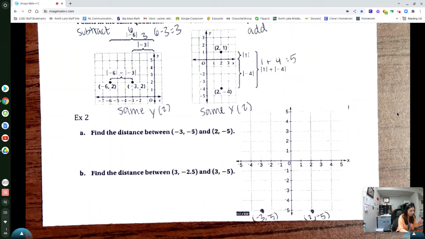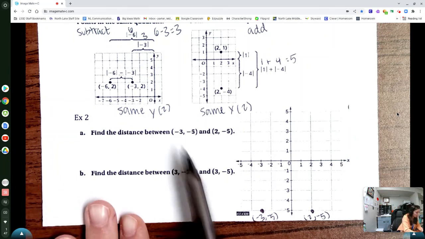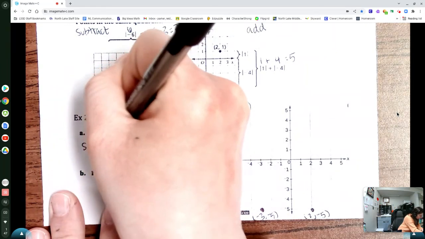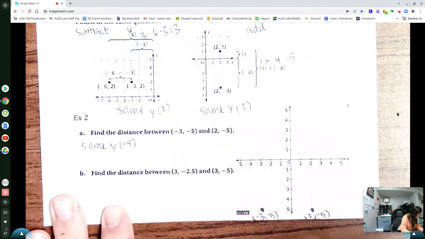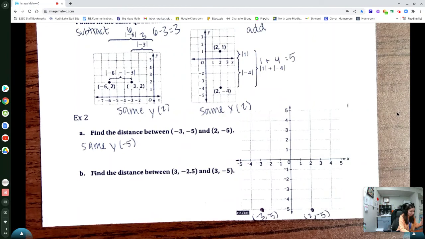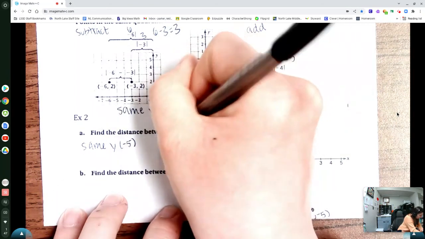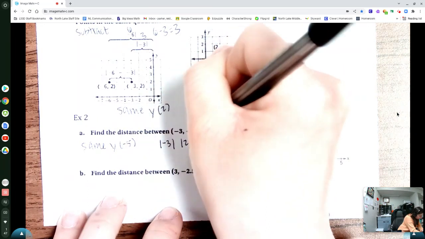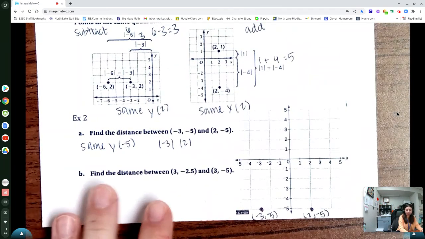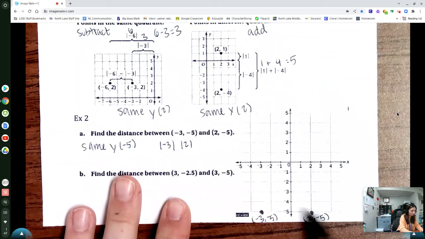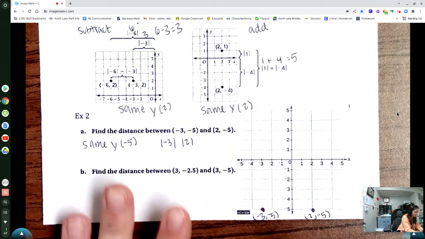So remember, we can only find the distance if they have one value that is the same, the x's or the y's. We can see here it's the y value that's the same. They both have a y of -5. That means I'm going to need to take the absolute value of their x values, the absolute value of -3 and the absolute value of 2. The question is, do I add or subtract them? Well, remember, that depends on if they're in the same quadrant or different quadrants. These are in different quadrants.